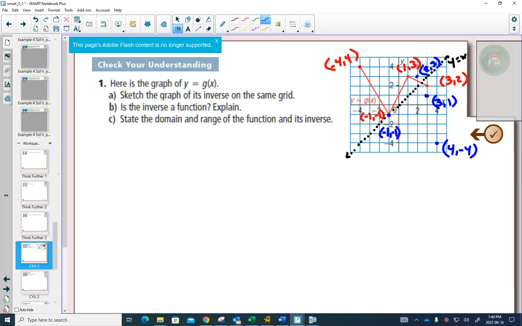Now we have our dots and we have to join them together, but this is where sometimes we can make a mistake, if we join them in the wrong way. How do we know how to join them? Well, it's supposed to be a perfect reflection over that dotted line. So this point will join to there. And then they're perfect reflections of each other.